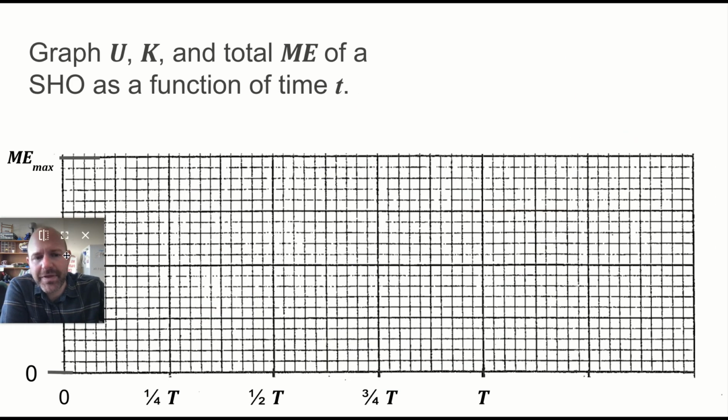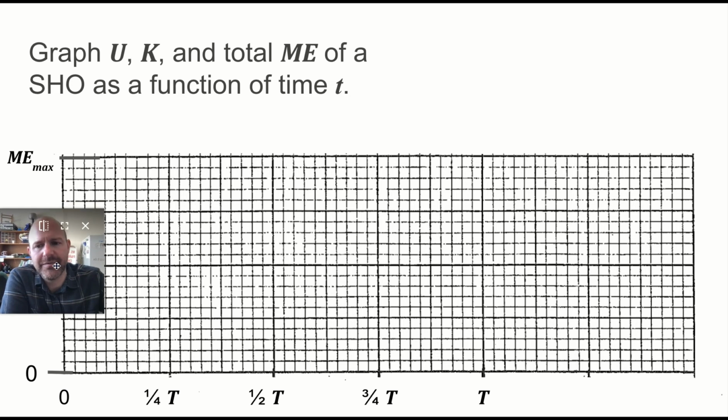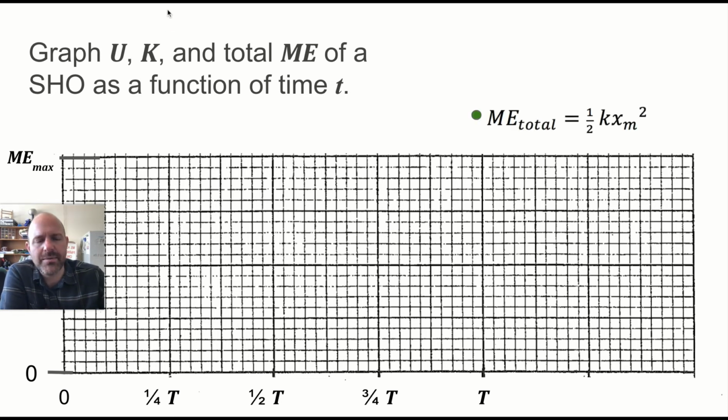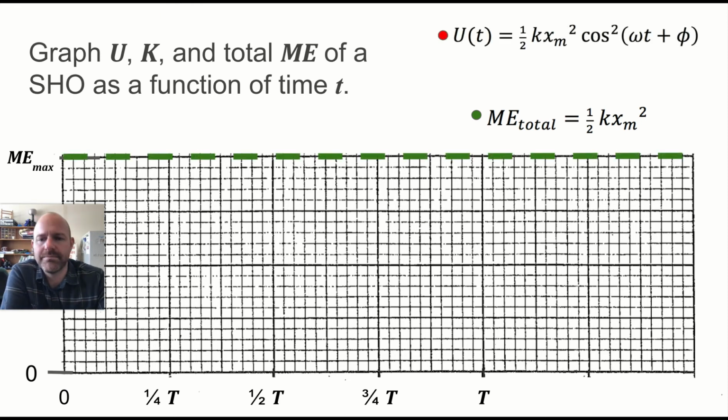Now we can do the same thing, but instead of this being a function of position, we can do it as a function of time. So we have a quarter, a half, 3/4, and a full period, or a full cycle. Again, this time we're going to start with mechanical energy total. We know that's a constant. And then we're going to talk about potential energy, which is 1/2 k x m squared. So it should max out at all the energy, times cosine squared of omega t.